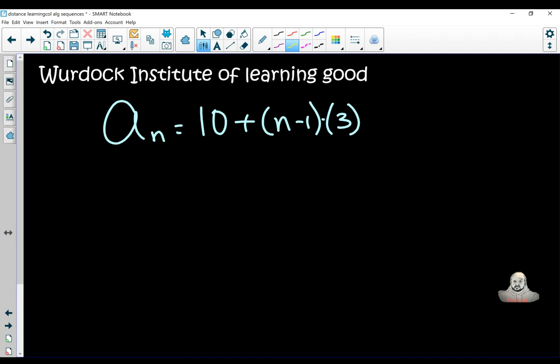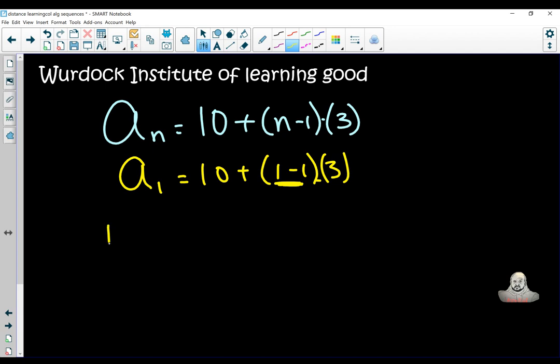So again, by placing a 1 in there, what you do get here is 0. That negates, that turns this 3 into nothing, and your first term is 10. We could just pump out a list if we want. To figure out the second term, you put a 2 here, and now essentially that parentheses right there, that group turns into 1. You have a group of 3 that you're adding to 10.